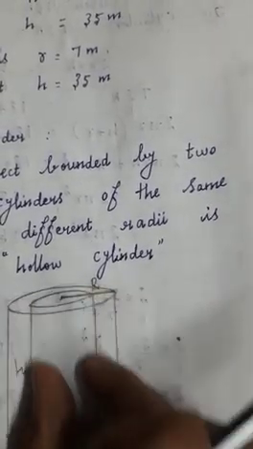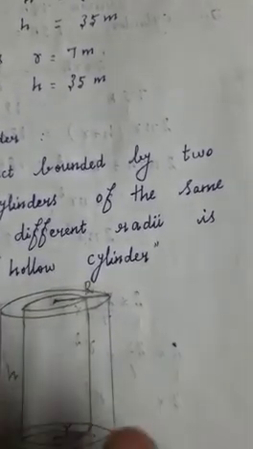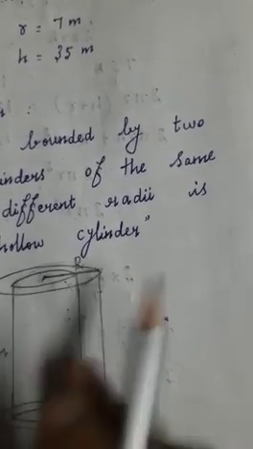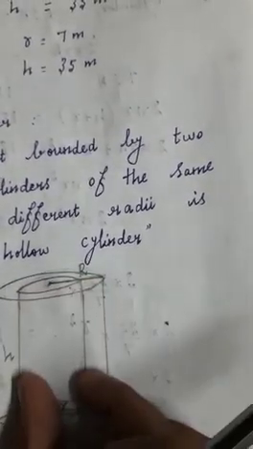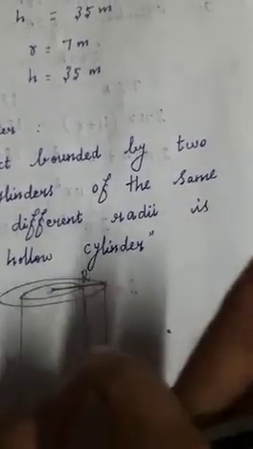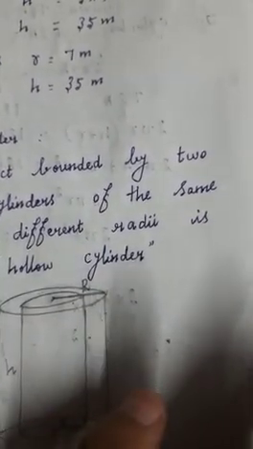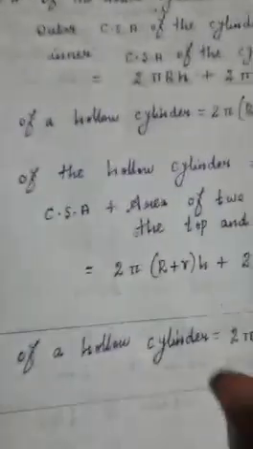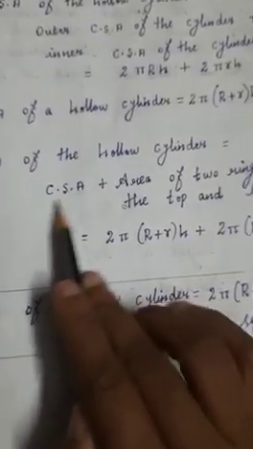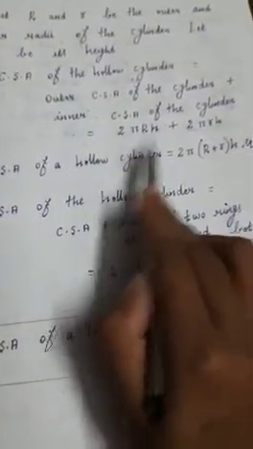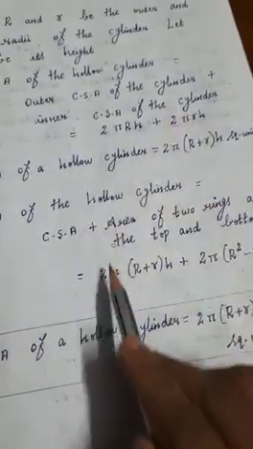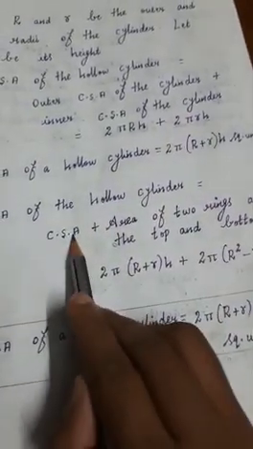If you are considering this cylinder shape, for the TSA what parts do we need to take? This part we need to take, which is the CSA part, plus this top part also we will consider. Now here also, the same thing will come outside. So now see, first you can write the CSA of both. The CSA of the hollow cylinder means both cylinders together we have taken. So this is the CSA of the hollow cylinder, so you have to write the CSA plus.